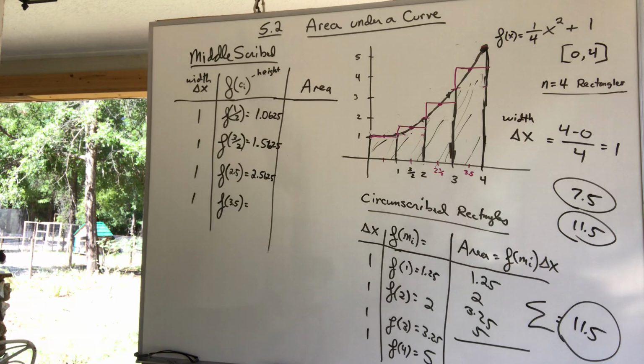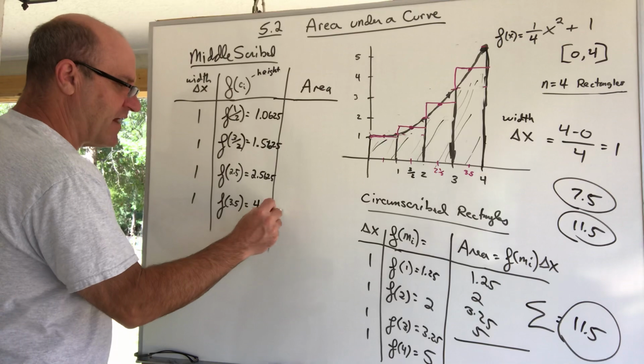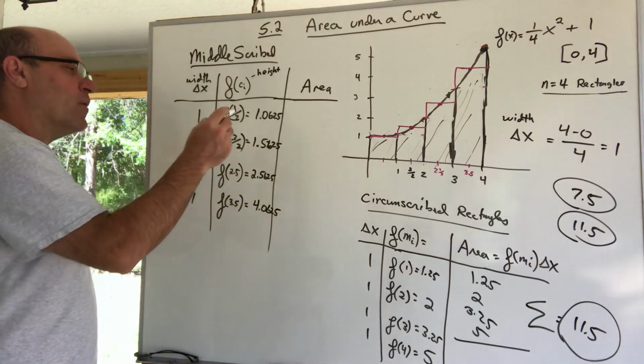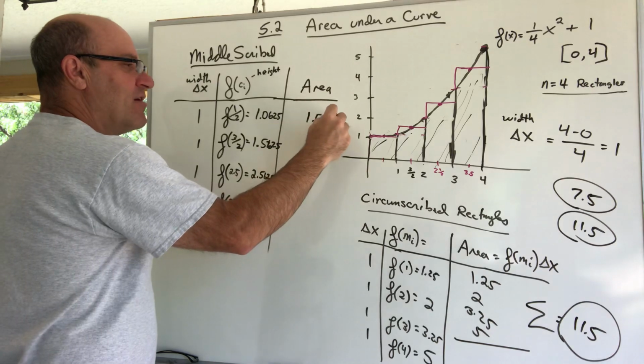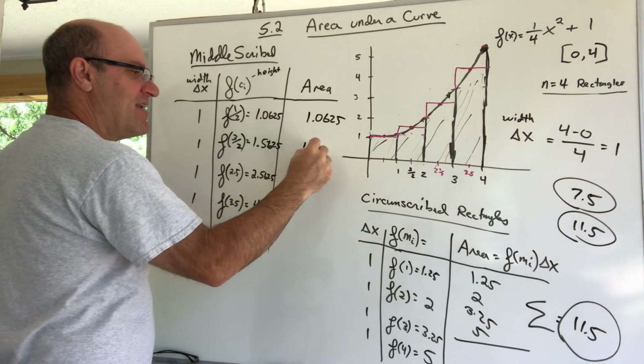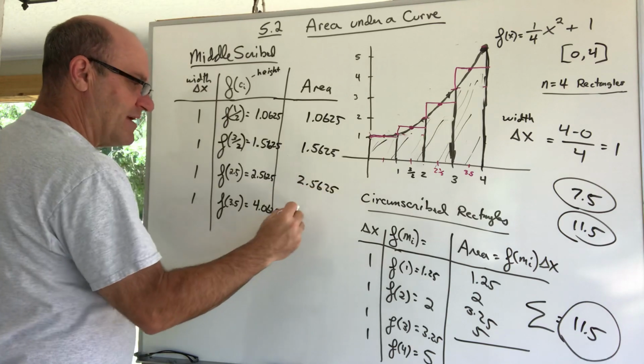3.5 squared divided by 4 plus 1 is 4.0625. Those are my heights. When I multiply by the width of 1, of course, my area is that number. My area is that number. My area is that number. And my area is that number.